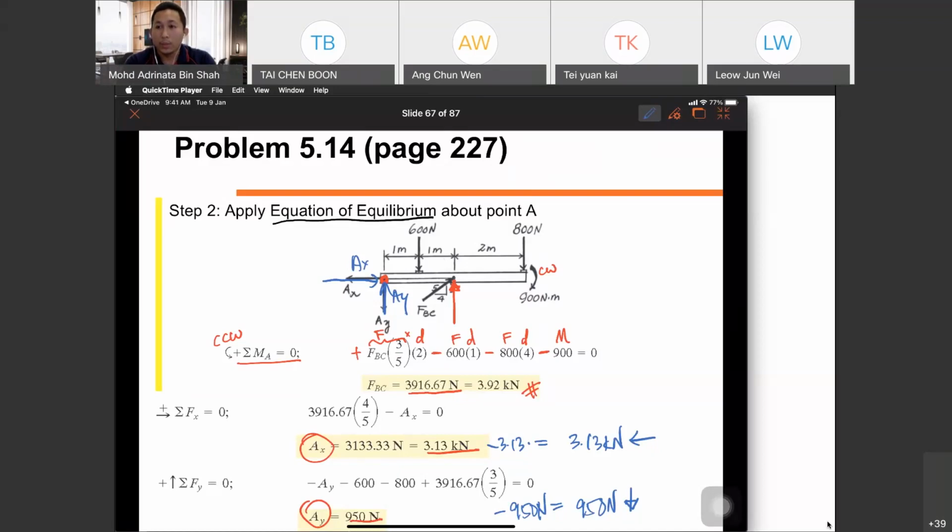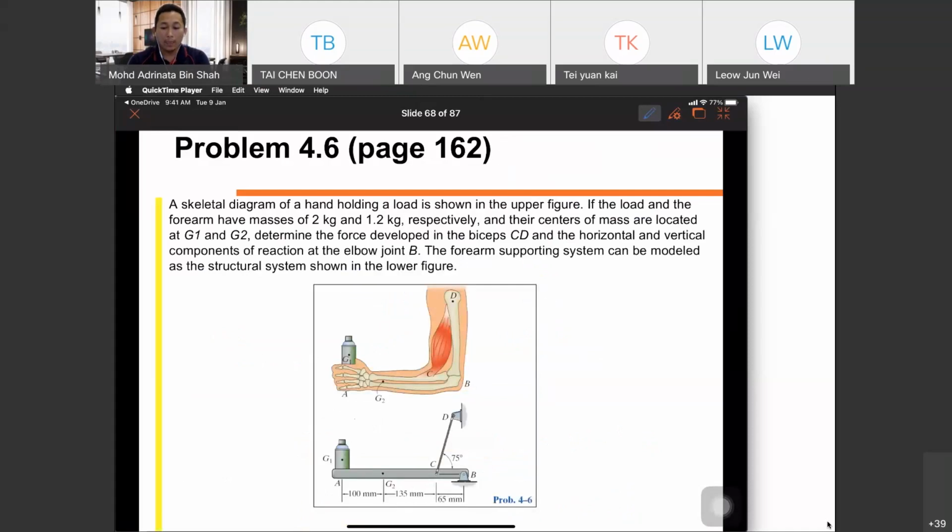All right. So for 2 force members and 3 force members, it is like this. We need to make the free body diagram first. Then you need to show your forces, Fx, Fy, moment, and also the force reactions at your support. Okay, let's look at another example. If there is anything you don't understand, you can ask.